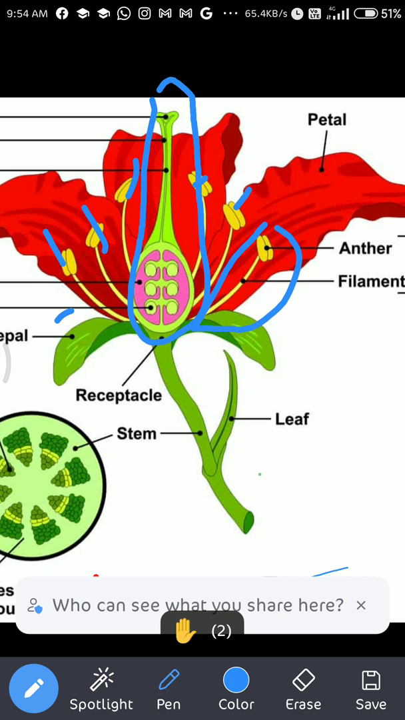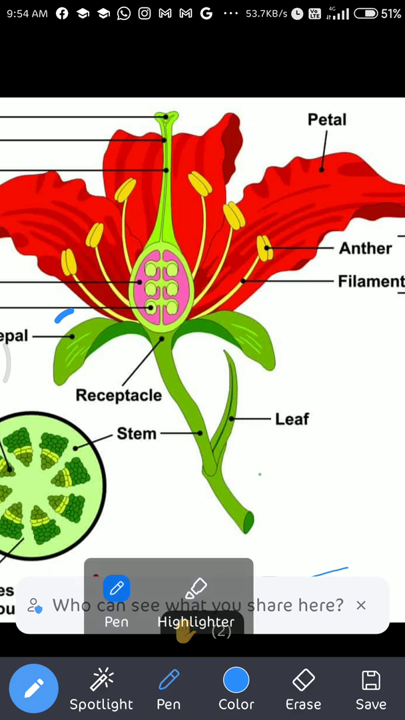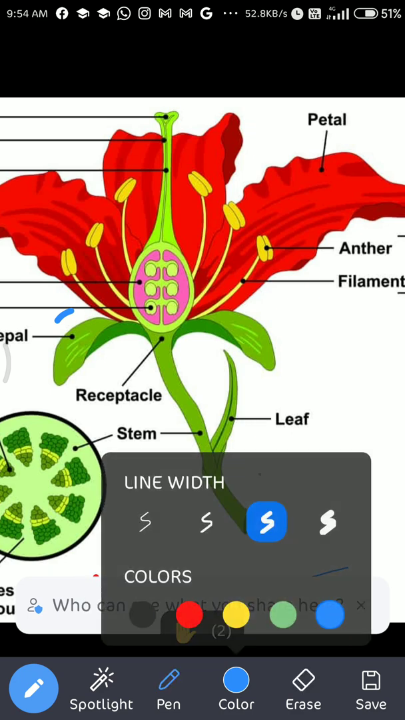Uppermost flattened part. Just a minute. Here I'll show you. The pistil has three parts. Again, the voice is not coming.